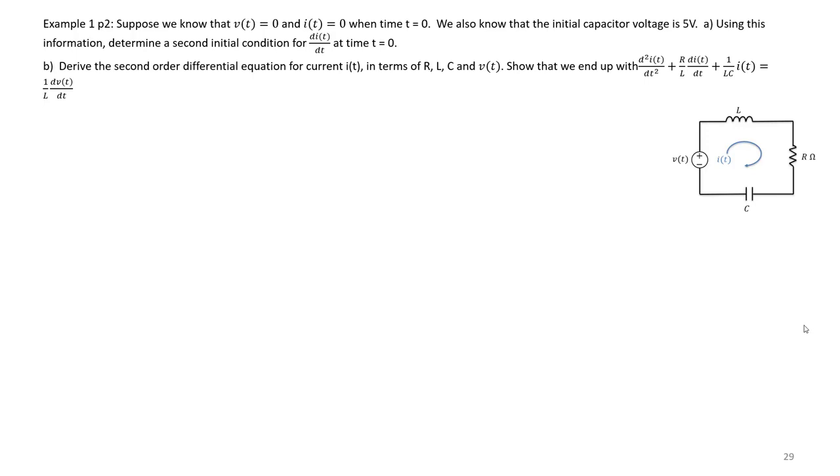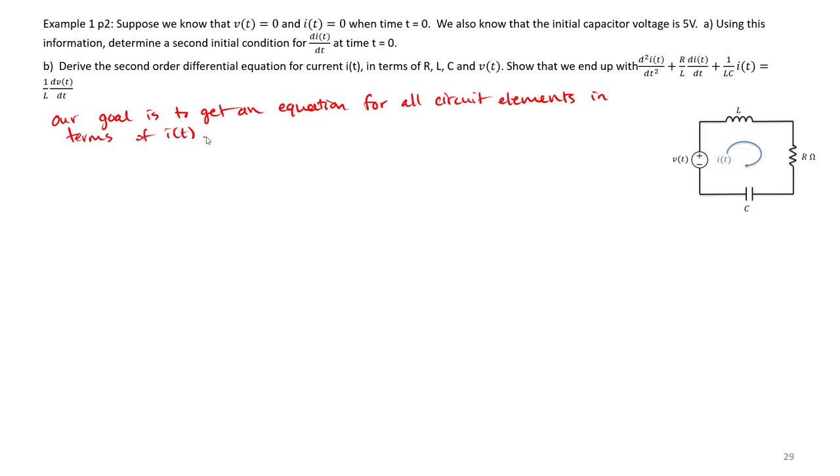Let's move on to the next part. In part B of this question, we are asked to find the second order differential equation for I(t) in terms of R, L, C and V(t). And we should end up with the answer shown. Well, in this case, our goal is to get an equation for all the elements in the circuit in terms of I(t). So we want to remember when writing our equation here, we want to try to get an equation with all the terms in terms of I(t) and our voltage source V(t).